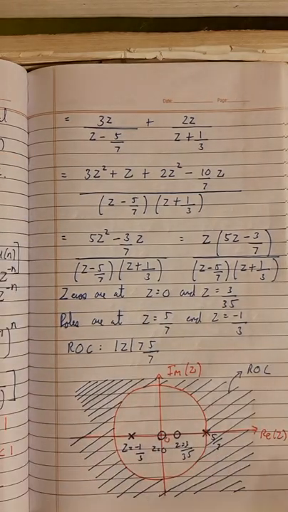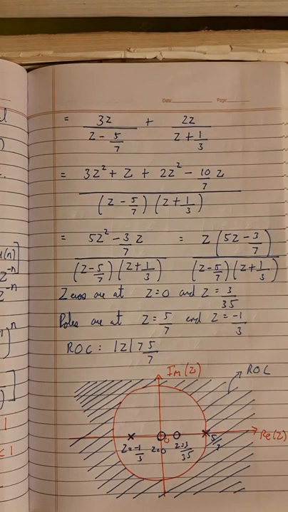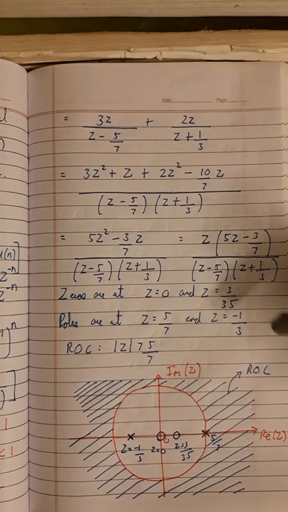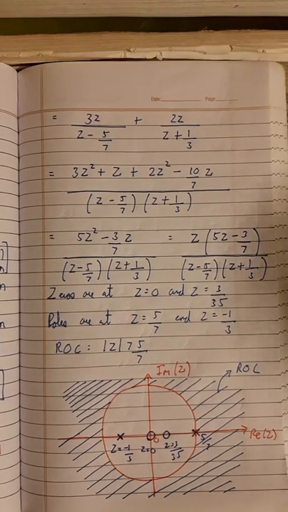So this is how we draw the region of convergence on the z plane. Okay, when they ask you the region of convergence, you should draw poles and zeros also. Okay, and also your region of convergence. Okay, so this is how we do the problem.